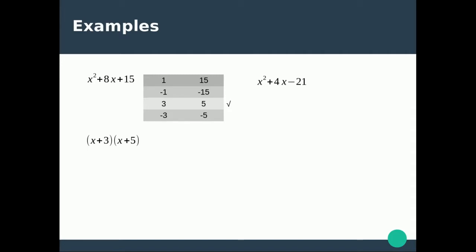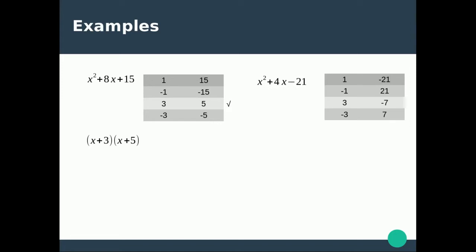So here we've got x squared plus 4x minus 21. I want all the different ways of multiplying two numbers together to get minus 21. Now because the value I want to get is negative, the signs are going to be different. So we've got 1 and 21 with the 21 minus, and 1 and 21 with the 1 being negative. I've got 3 and 7 with the 7 being negative. I've got 3 and 7 with the 3 being negative.